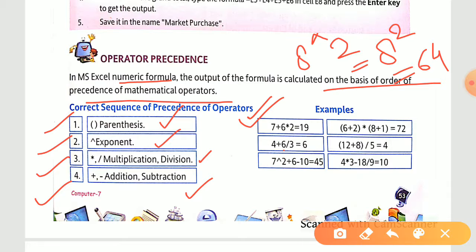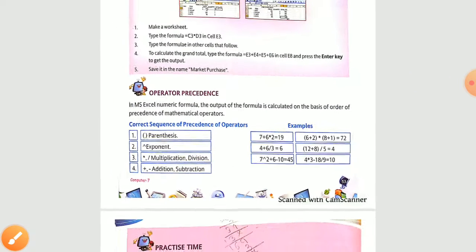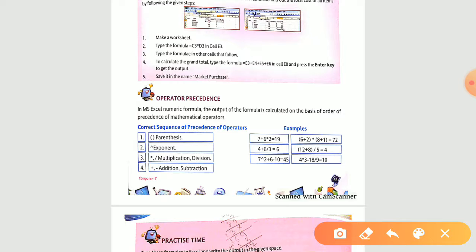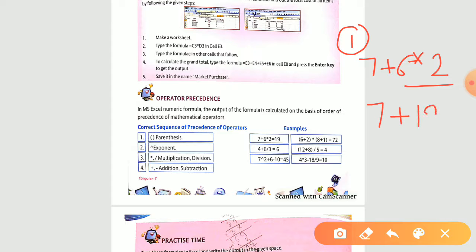Example number 1, I'm going to tell you how you have to write it down, but all these examples you have to write down in your copy. Okay, now you see how you are supposed to write. First question is 7 plus 6 into 2. Firstly, you are going to evaluate this multiplication. So you will do 7 plus 6 into 2, 12. And then afterwards, addition you will do. So you will get 19 as the answer.